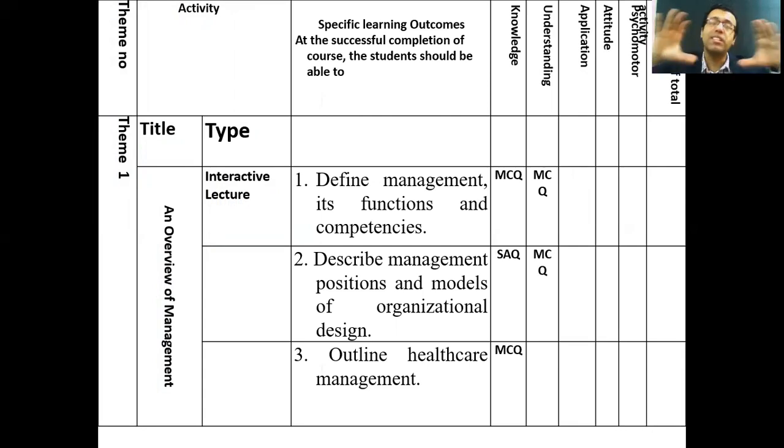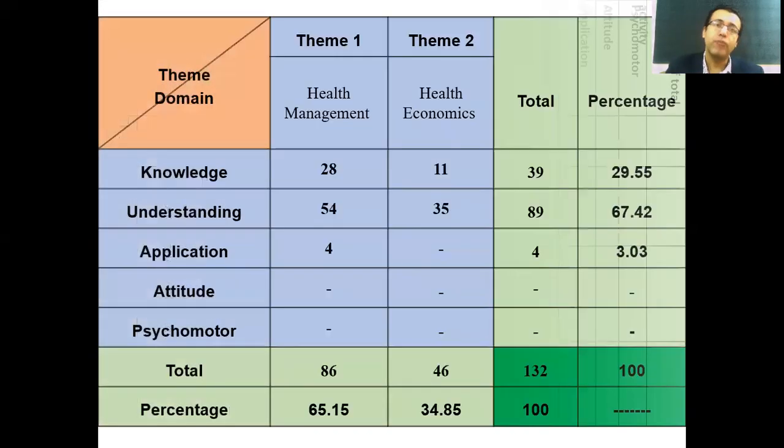So this is a table containing the number of C, the title of the activity, the type of activity. Is it BBL? Is it TBL? Is it a lecture? The intended learning outcomes of this activity, then the type of questions. Okay?